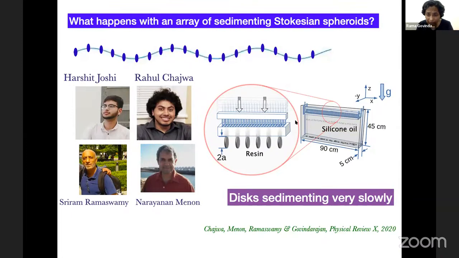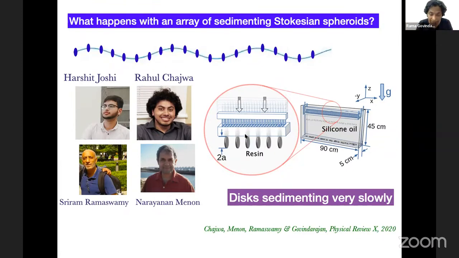So what he's got is a box. We just made a big glass box about this big, and it's thin on this side. Then we have it full with silicone oil, and we put these resin discs that we've 3D printed. So we push them through a comb-like structure here.